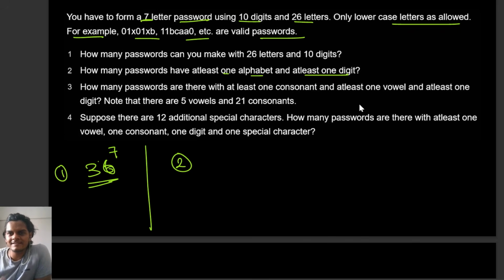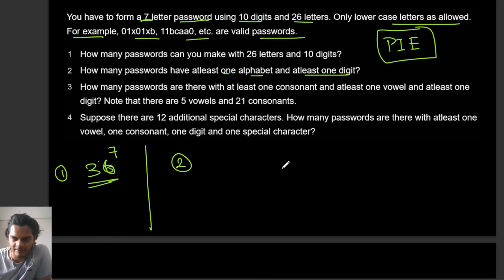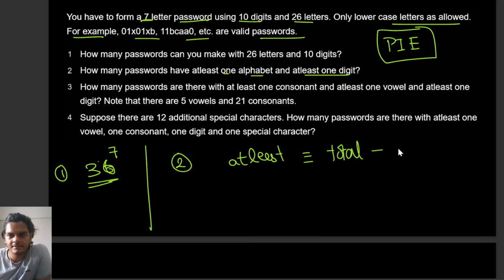So we are entering the realm of the principle of inclusion exclusion. This whole question is based on the principle of inclusion and exclusion, right? So how do we find that? Whenever you see the term at least, it is the same as total minus none. At least one alphabet means total minus no alphabets at all. That means at least one alphabet will be there, right? I hope that is clear.